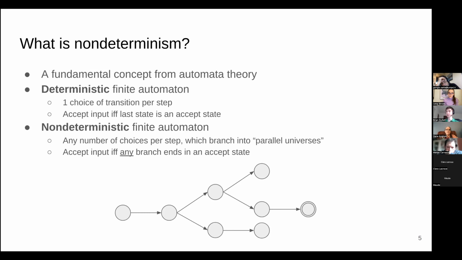And the machine accepts its input string if and only if the last state is an accept state. Contrast this with a non-deterministic finite automaton, which given one configuration can have any number of choices of transition to take. And when it makes multiple choices, it can branch into these sort of parallel universes. And the machine is said to accept the input if and only if any branch ends in an accept state.